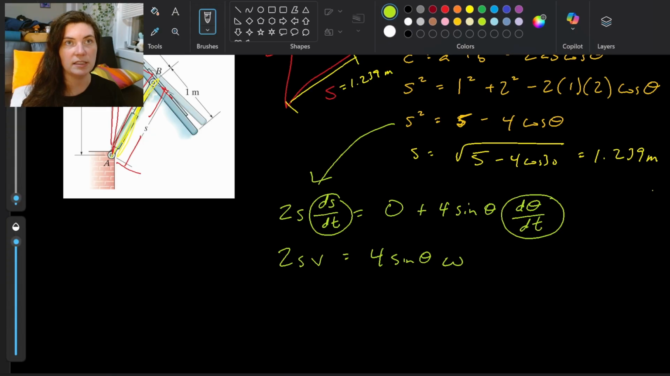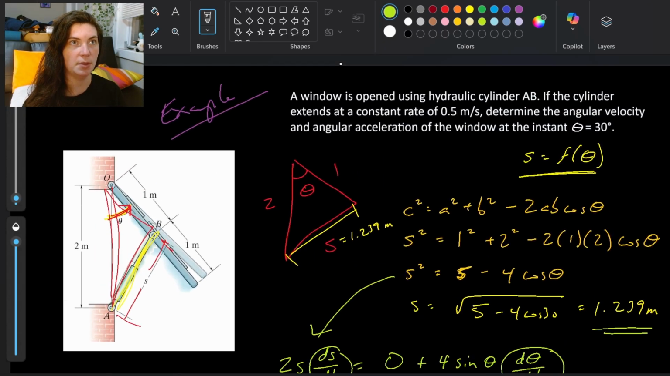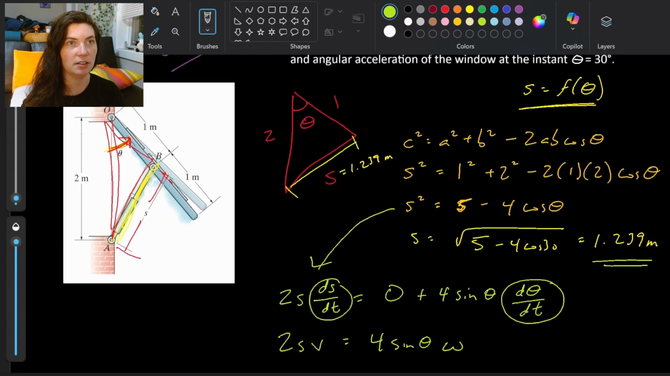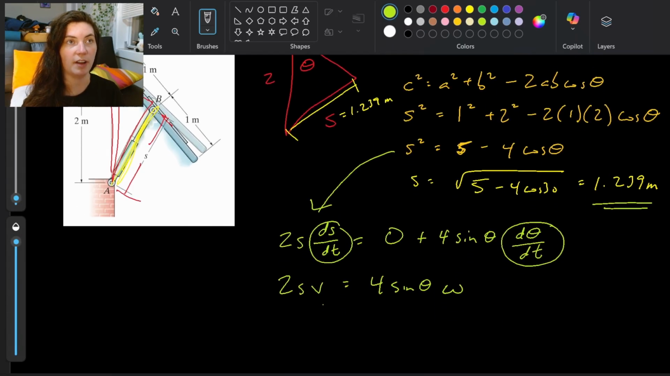We know what s is, we just calculated it over here. We know what theta is, 30 degrees, they gave us that. And then this v value here, how s is changing with respect to time, was actually given to us up here. The cylinder is extending at a constant rate of 0.5 meters per second. So the way that AB is changing, that velocity there, is 0.5. So I can go ahead and start plugging my numbers in.